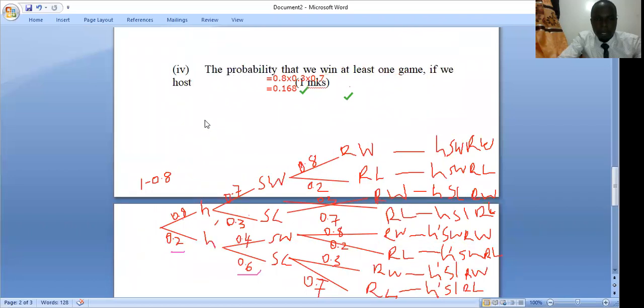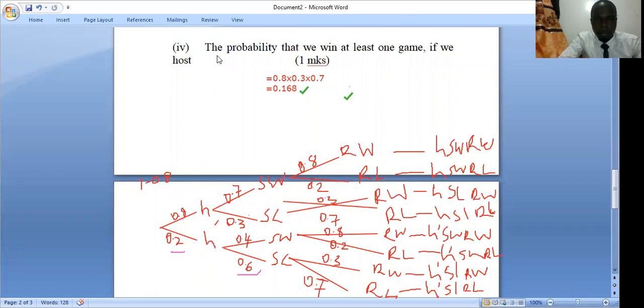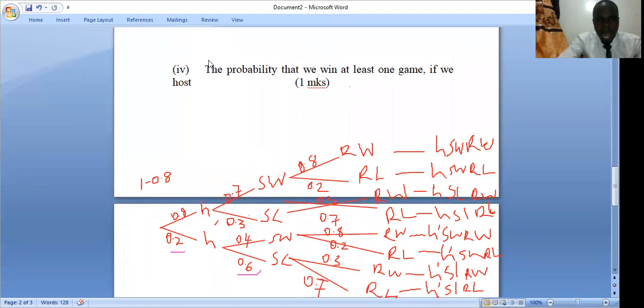Sorry. And then the final question: the probability that we win at least one game. So that one is very simple. For us to get the probability that we win at least one game, maybe we can just get the difference, 1 minus none. If you don't, like we say, the probability of losing all the games there.